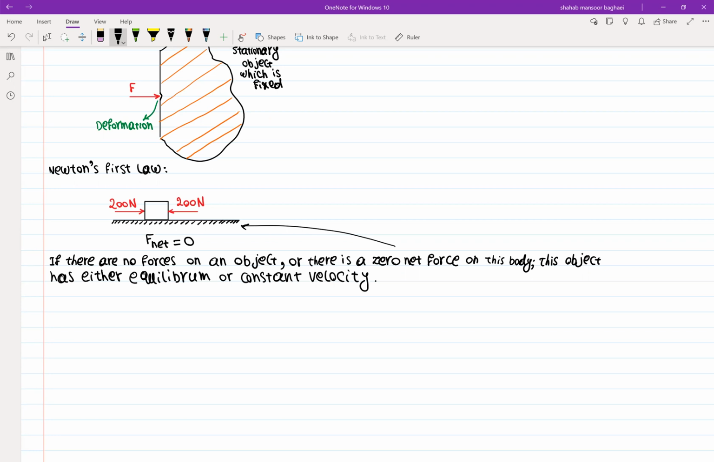And it depends on the previous situation. If, for example, there is no motion for your object, and now in the new condition there are no forces on your block, or net force is zero, this object should have equilibrium. And imagine the previous condition of this block, it has velocity. And in the new condition, if there is no force or net force is zero on this block, it has constant velocity from this position, and it always has this constant velocity. This is Newton's first law.